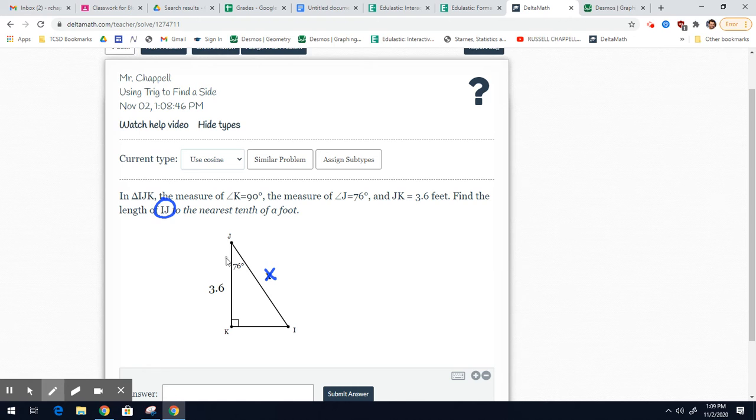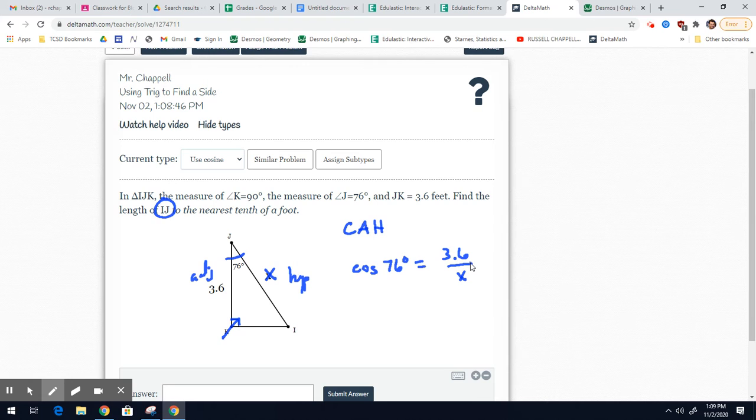Okay, here's my angle, 76 degrees. So what sides do I have? Well, I don't have the opposite. I do have the hypotenuse, which is this H. And I have the adjacent side, which is 3.6. So which one involves adjacent and hypotenuse? Well, that's cos or cosine, from SOHCAHTOA. So we're going to set up a cosine equation to find x. So cosine of 76 degrees equals, adjacent goes on top, 3.6, over the hypotenuse, which is x.